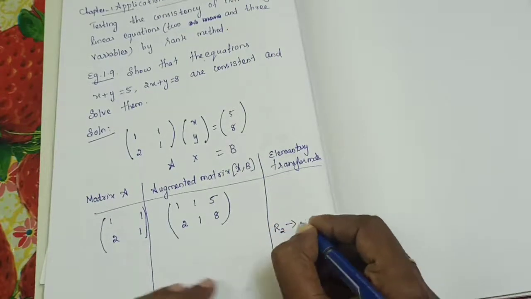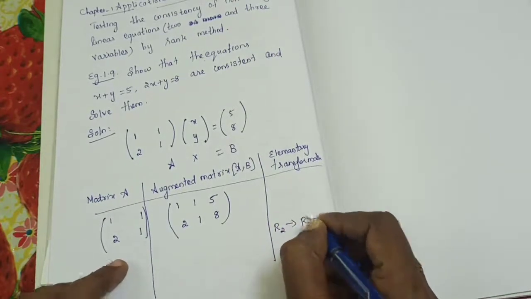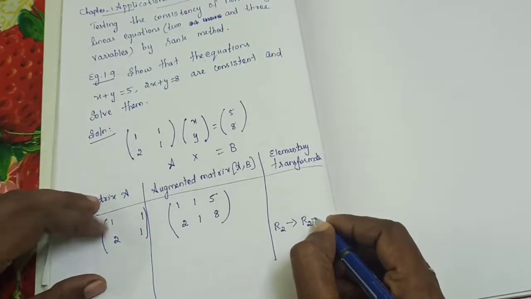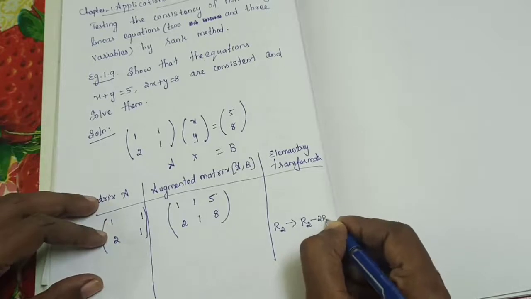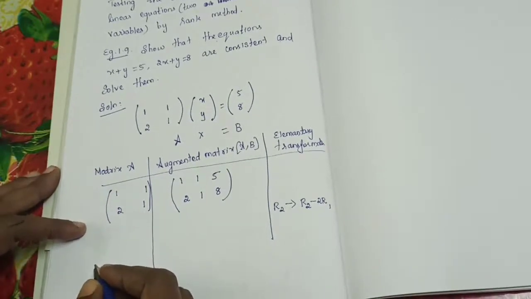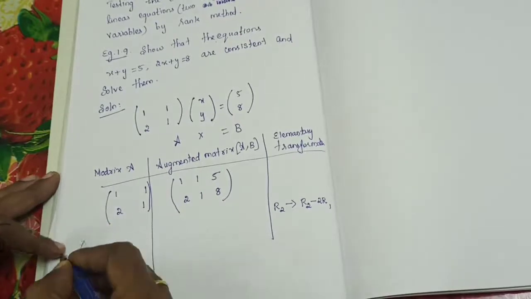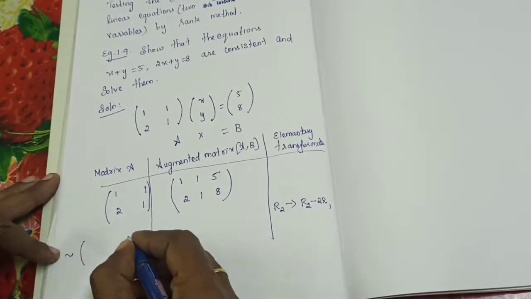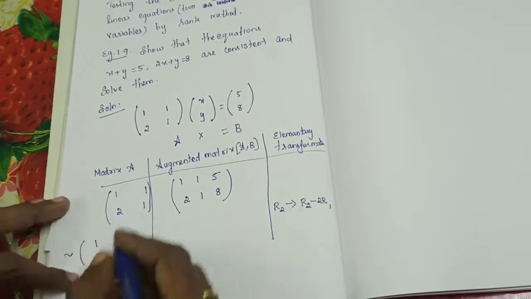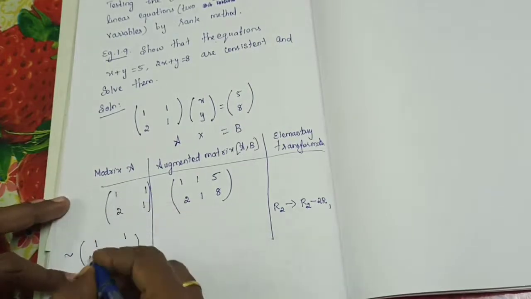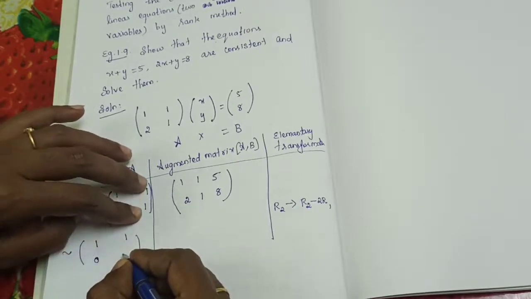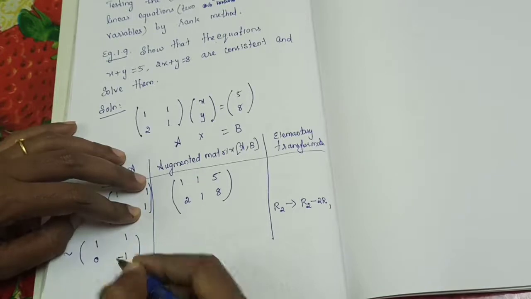R2 implies R2 minus, here only 2 rows, so no problem. If you multiply this with 2, you will get the answer as 0. Yes, R2 minus 2 into R1. Okay, let's do this one. Equivalent to, the symbol is very, very important. First row is same. Second row, what will happen? 2 minus 2 into R1, so 0. Then 1 minus 2 into 1, so minus 1. Is it right?